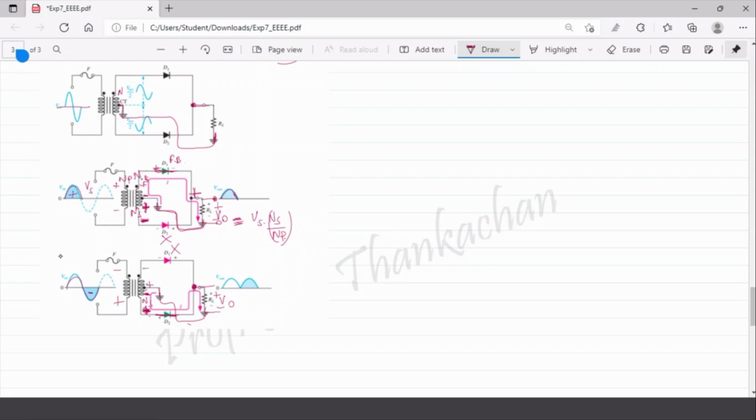Since this is NS, this NP primary, this is also NS. So again, here also the value of output voltage will be equal to the secondary voltage induced. Secondary voltage will be NS by NP times the input voltage, which is Vs.